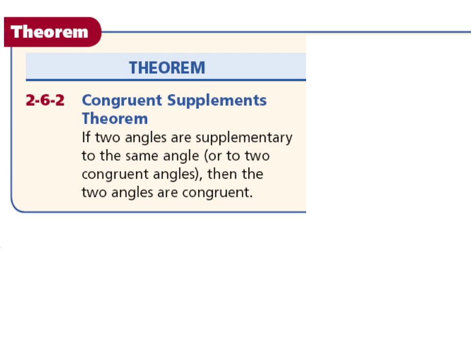All right, this one is called the congruent supplements theorem. The hypothesis has a lot of stuff in it. If two angles are supplementary to the same angle or to two congruent angles, all of that is the hypothesis. Then the conclusion, the two angles are congruent. Two angles supplementary to the same angle. So let's try and set up an example.